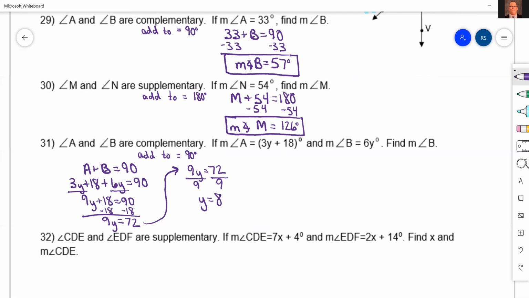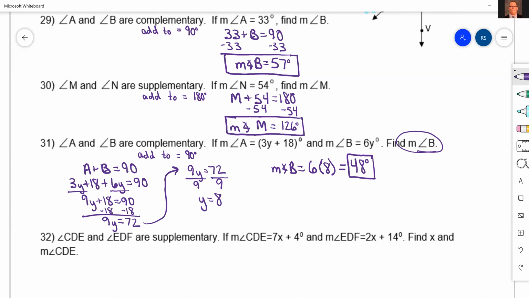Is that all it asks me to find? Is find y. No, it tells me to find the measure of angle B. The measure of angle B is 6 times y. 6 times 8. 6 times 8 is 48. There's 31.